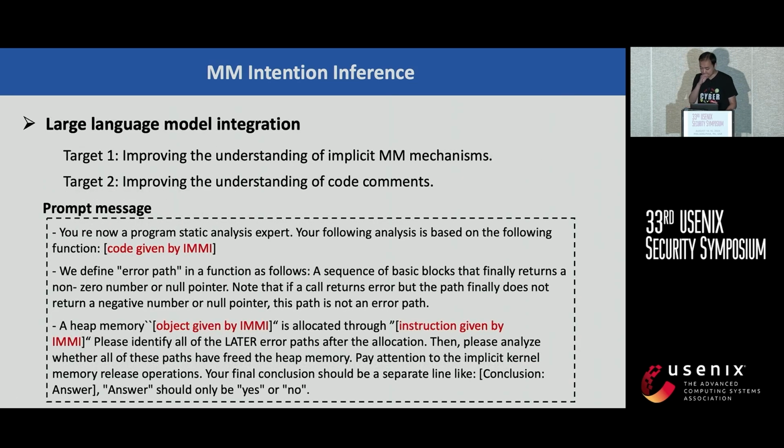We also utilize a large language model to assist with implicit memory management mechanisms, such as reference counting and indirect release calls. And here is our prompt message. It basically consists of two parts. In the first part, we tell the large language model what error paths are. In the second part, we ask it to focus on specific mechanisms and determine if a memory object is freed in all error paths of a function.